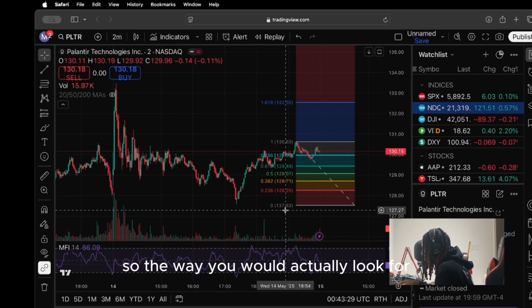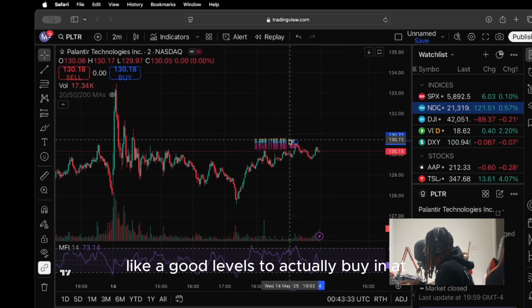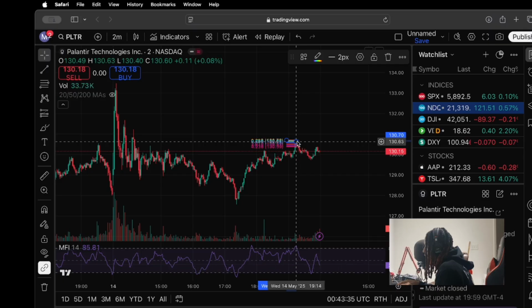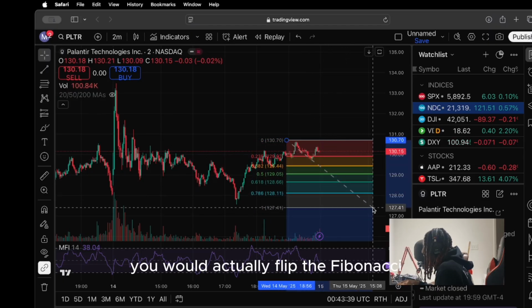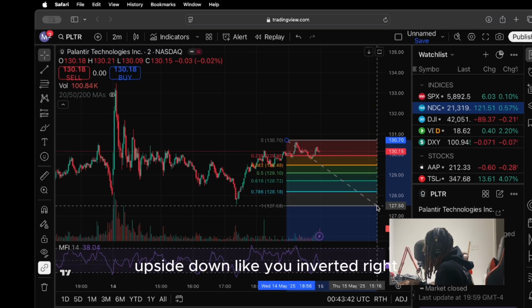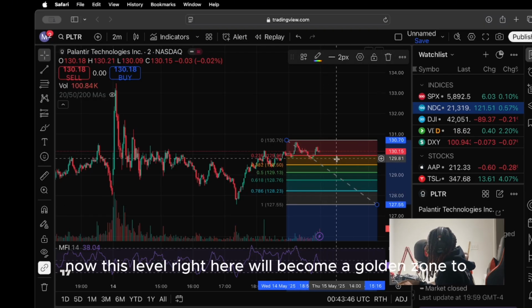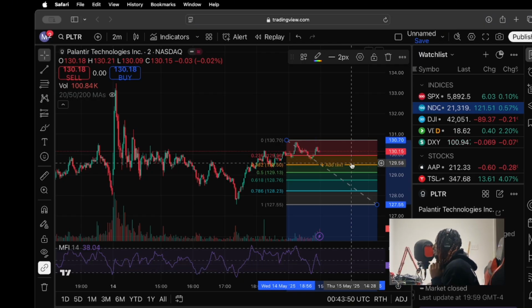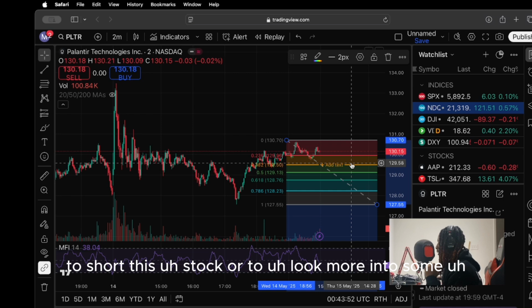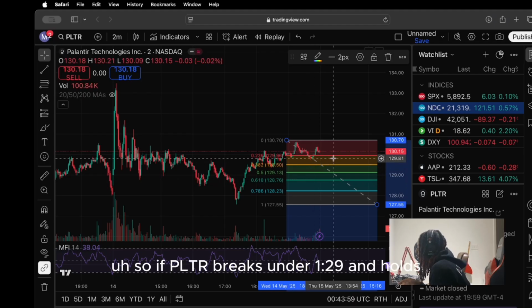So the way you would actually look for good levels to buy in at, you would flip the Fibonacci upside down, like you would invert it, right? So now this level right here will become a golden zone to short this stock, or to look more into some put positions on the stock.